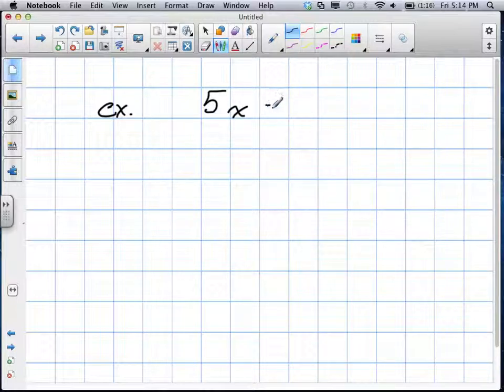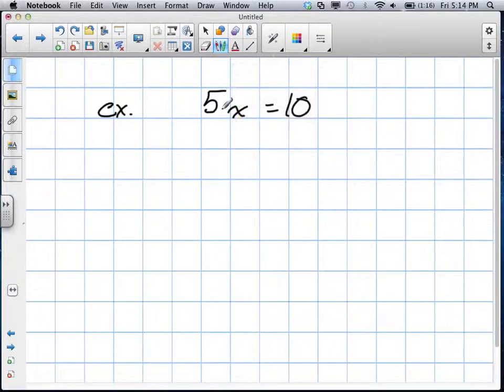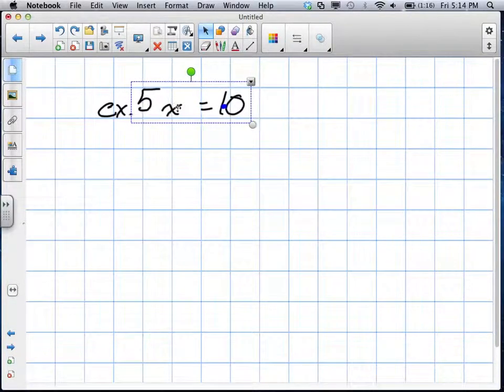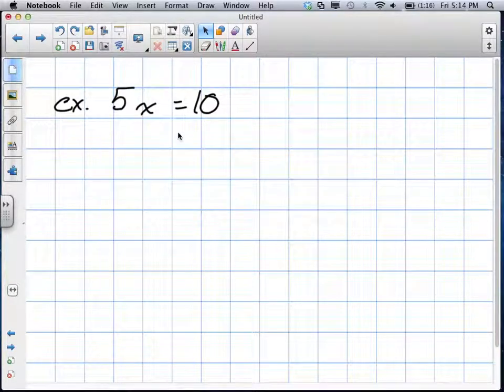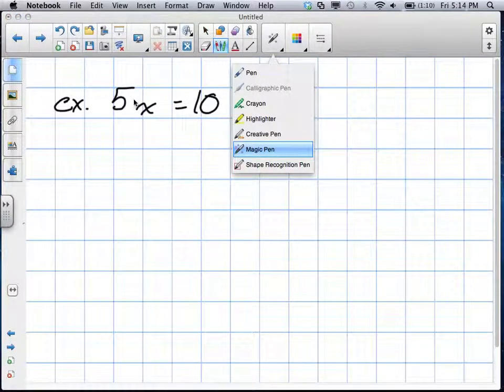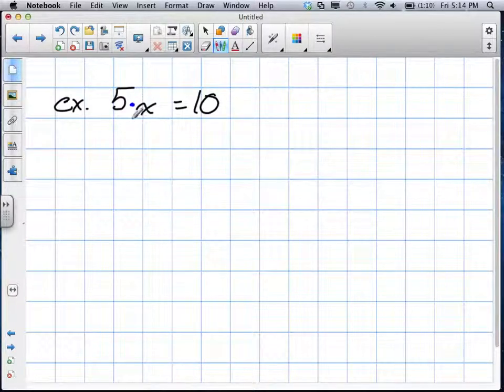Example: 5x equals 10. Okay? So this means 5 times x. Now, I'm going to show you the long way again, and then I'm going to show you the shortcut. The long way is, remember, when we were adding and subtracting, we were trying to make a 0. When we're multiplying and dividing, we're going to make 1s. So we always use the opposite sign of what's here. Since this is 5 times x, do you know what the opposite of multiplication is?